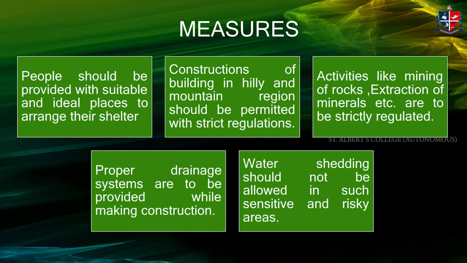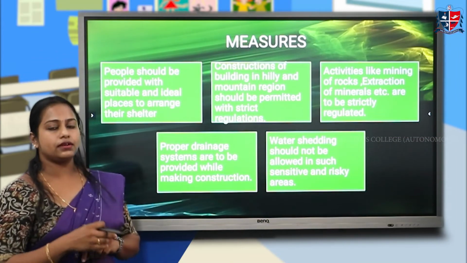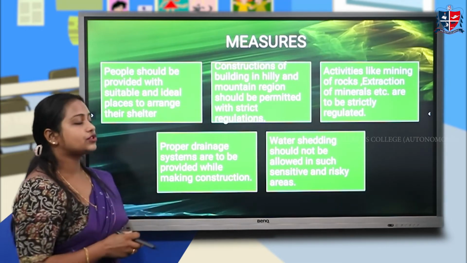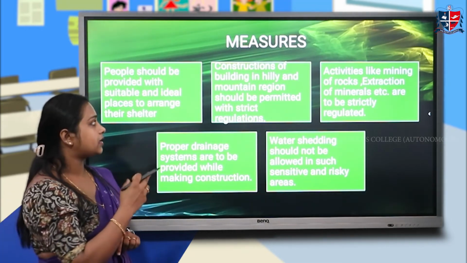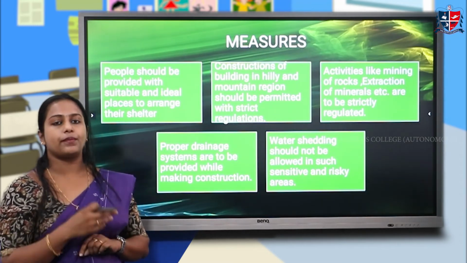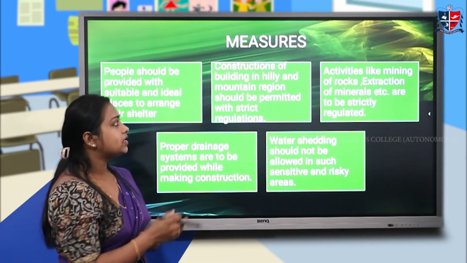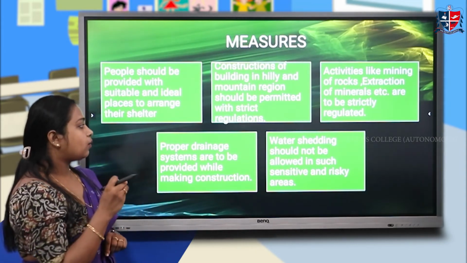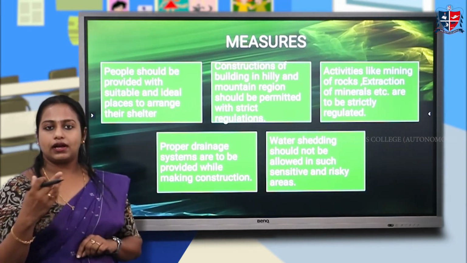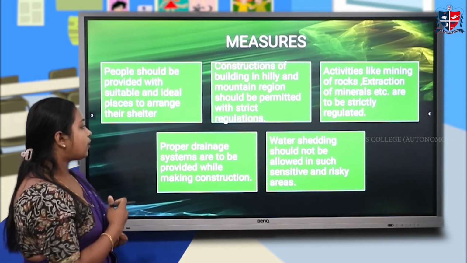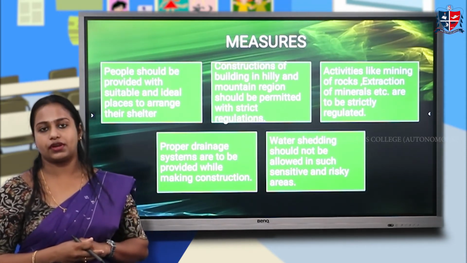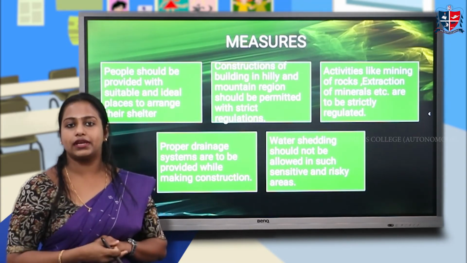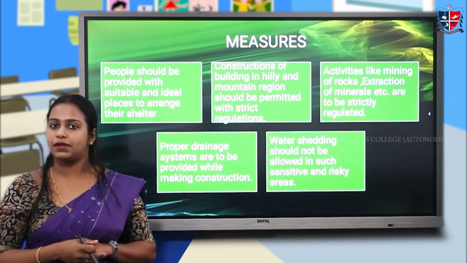Some of the measures that can be followed are: people should be provided with places to relocate to a safe shelter. Construction of buildings in hilly areas should be permitted only under strict regulations, so that proper monitoring is done on such constructions. Activities like mining of rocks and extraction of minerals are to be strictly regulated. Water shedding should not be allowed in such sensitive and risky areas. Proper drainage systems are to be provided while making constructions. Following these measures can reduce the intensity of landslides in those areas, or the severity can be minimized.